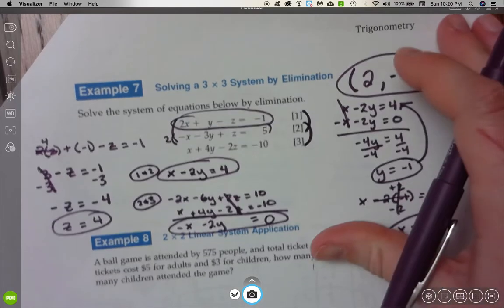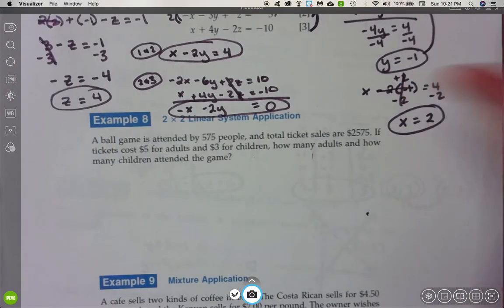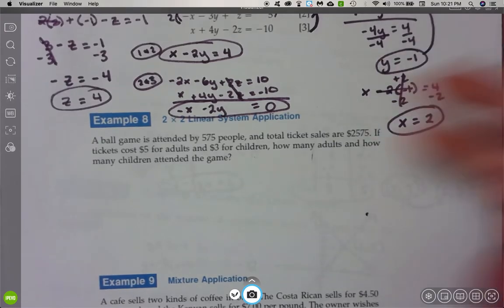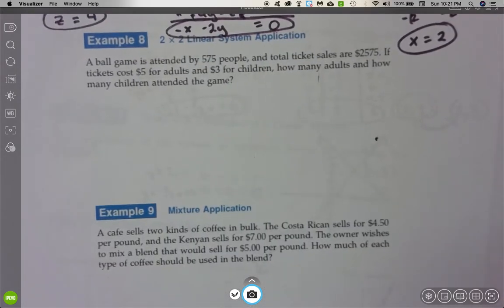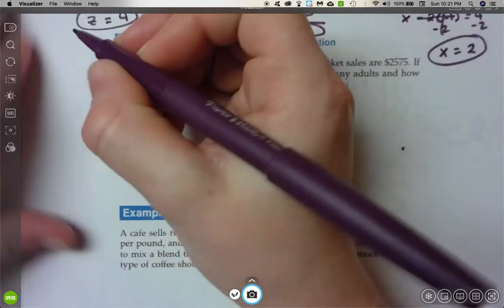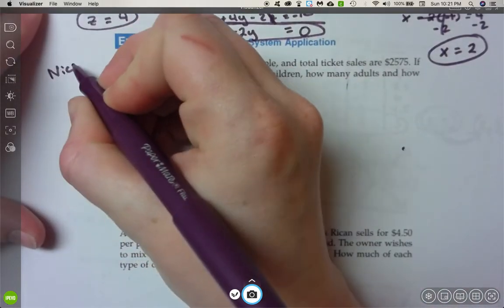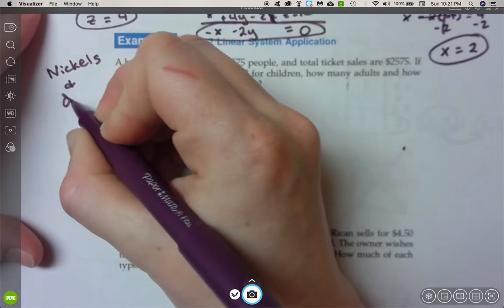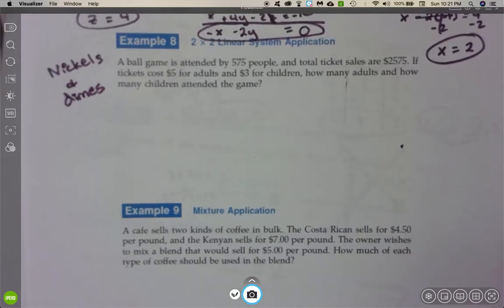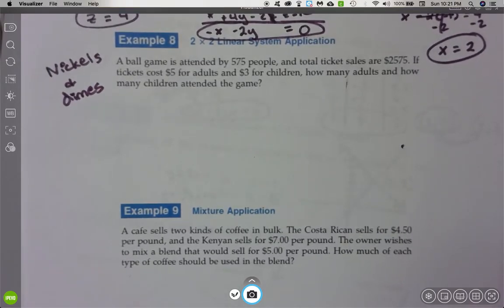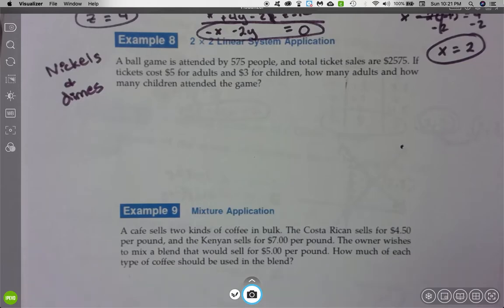Okay. All right. Now these are story problems that go with the substitution and elimination. I think these only involve 2 equations, not 3 variables and 3 equations. So we'll see. This one is kind of a nickels and dimes problem. These are your typical nickels and dimes problems where it says you have a jar full of 100 nickels and dimes and it amounts to this much money. You know, how many of each do you have? How many nickels do you have? How many dimes do you have? Well, this is kind of the same type of thing.